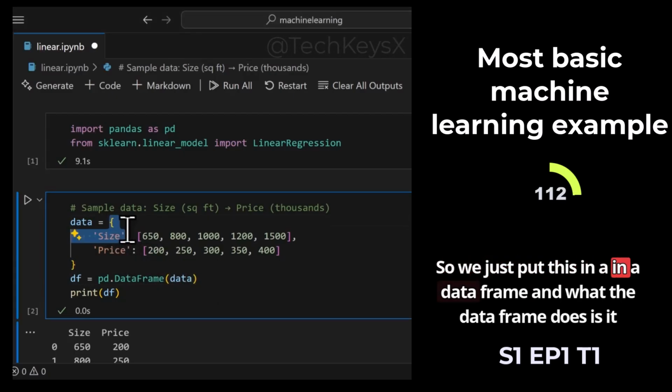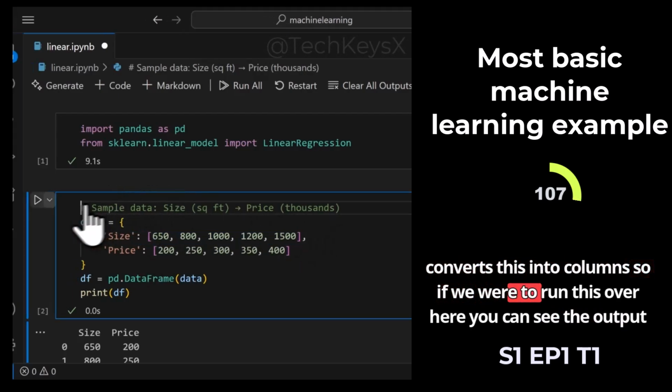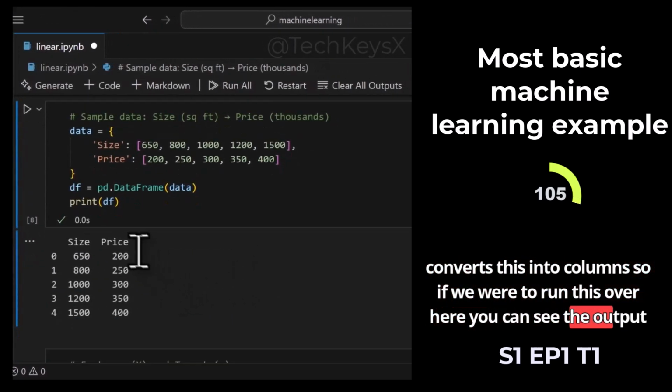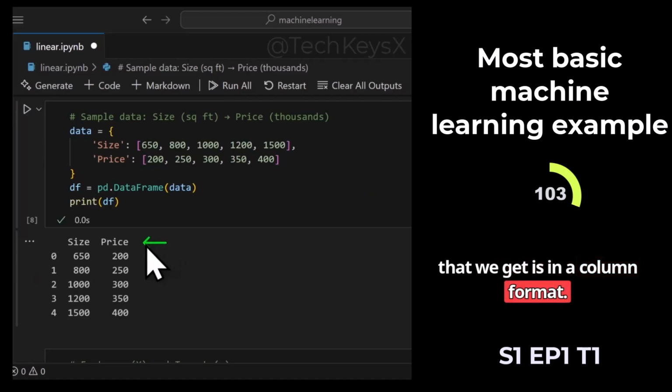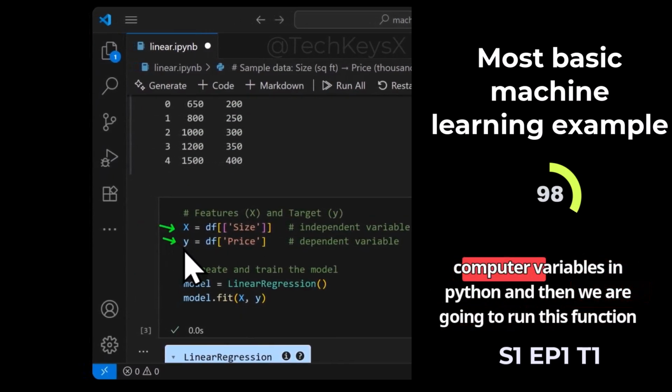So we just put this in a data frame. What the data frame does is it converts this into columns. So if we were to run this, over here, you can see the output that we get is in a column format. Then we are going to put them in these two variables. These are just standard computer variables in Python.